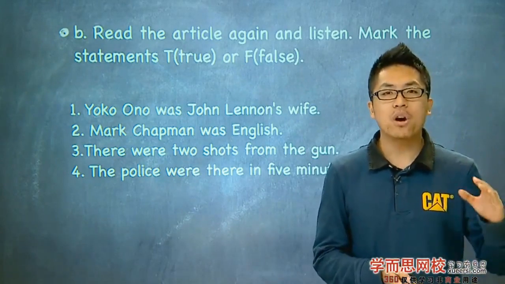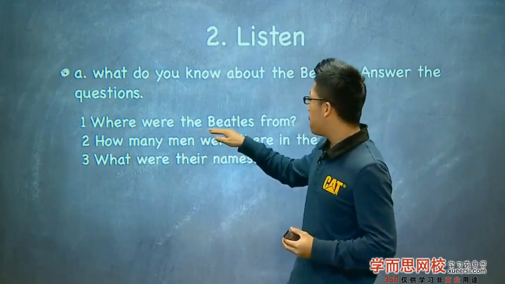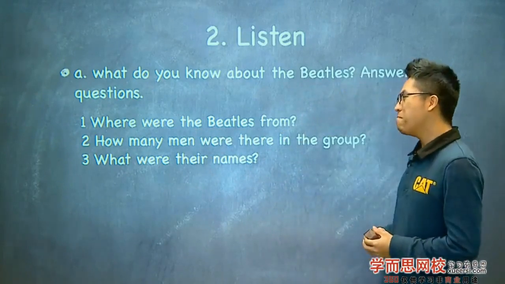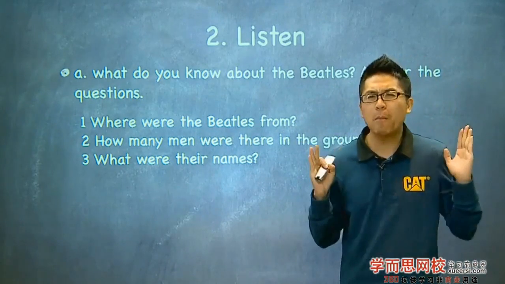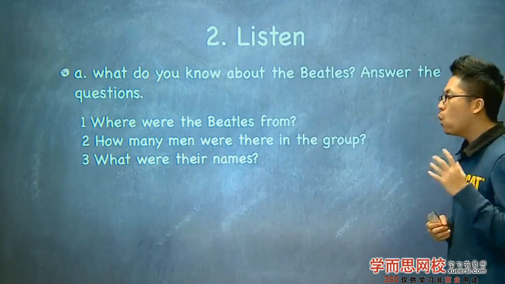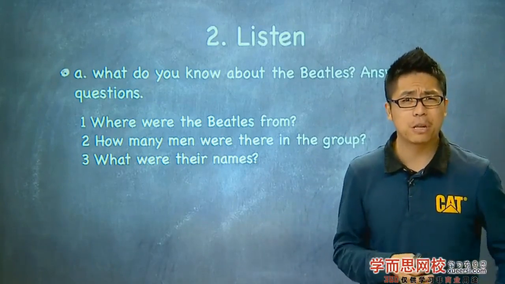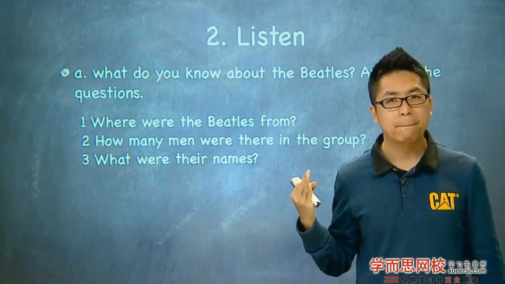And then let's learn more about John Lennon and the Beatles. So next part, listen. What do you know about the Beatles? Answer the questions. Number 1, before listening, guess, where were the Beatles from? From America? I don't know. 2, how many men were there in the group? You know, it was a band, the Beatles, right? How many men here? 3, 4, 5? Guess. 3. What were their names? Okay, I told you to browse the internet to find some information about the Beatles. If you did that, you may answer the question very easily. But you didn't do that.